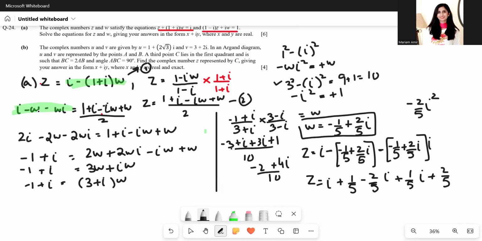Okay, and now we're going to add the like terms. 1/5 plus 2/5 is 3/5, and i minus 2/5 i and plus 1/5 i becomes 4/5 i. So plus 4/5 i, and that is the value of z, which is the correct answer. All right, part B.